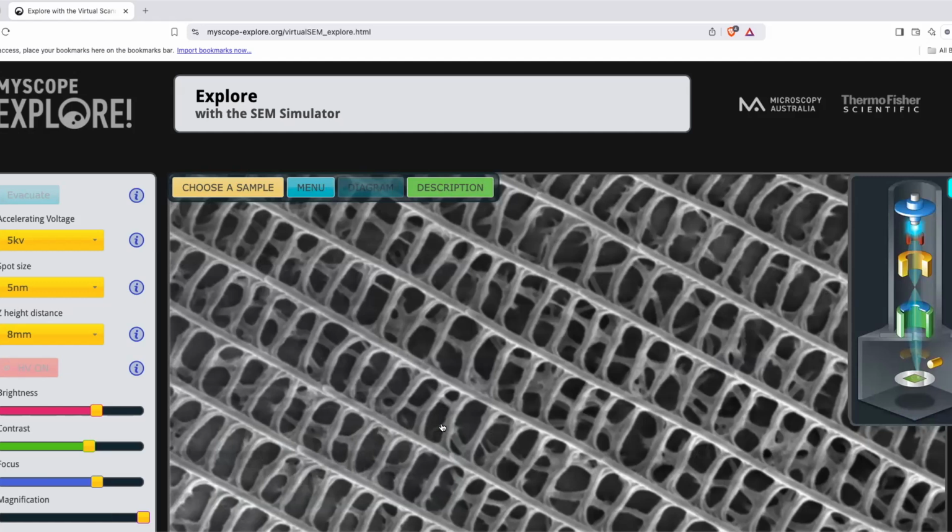Now, if you really want to play with this, you can change the electron volt and you can change many aspects of this. But the whole idea is that now you know what to do and how it works.